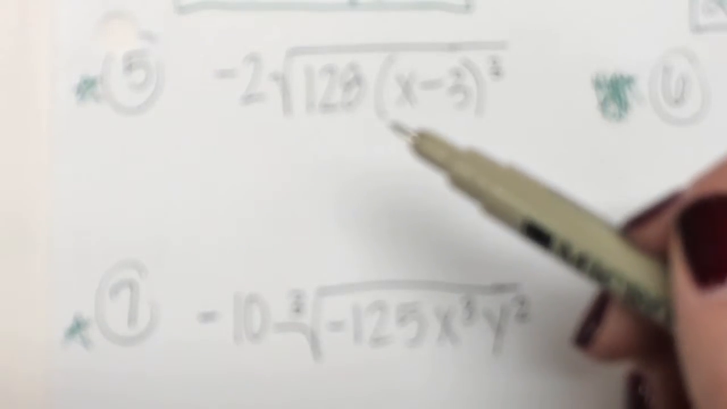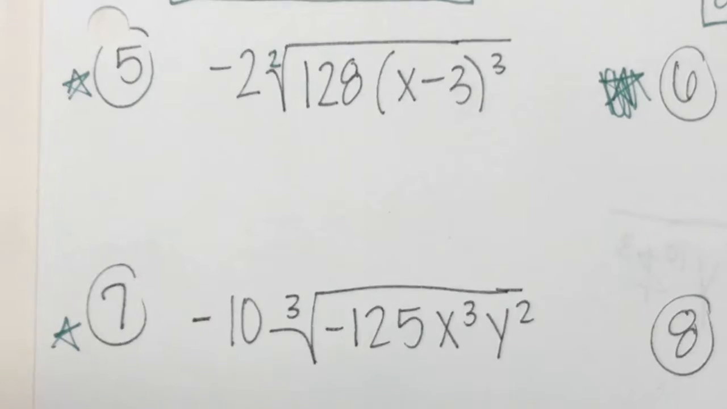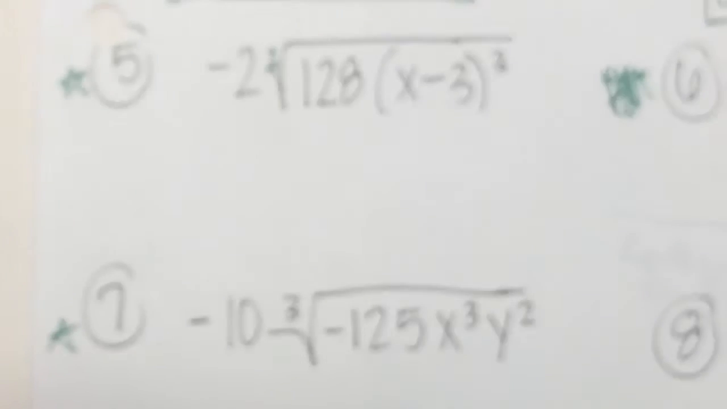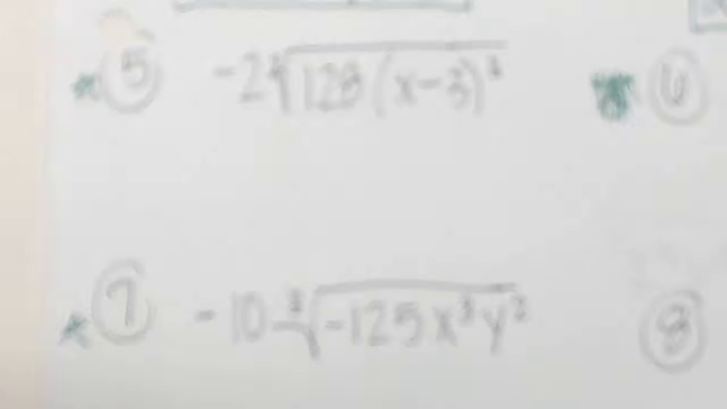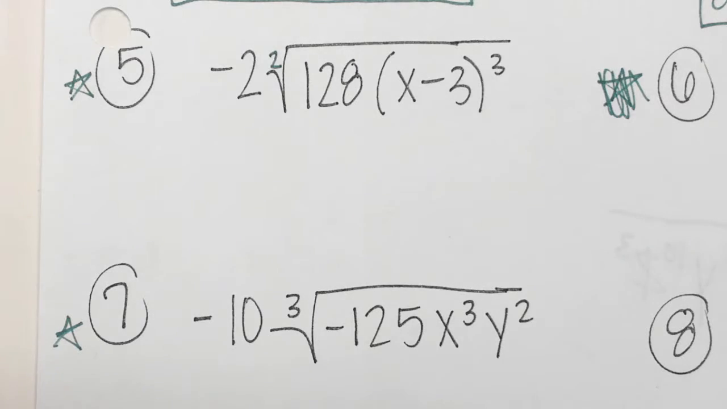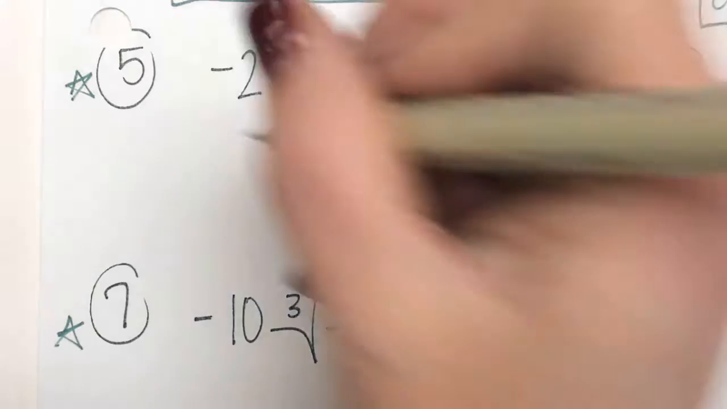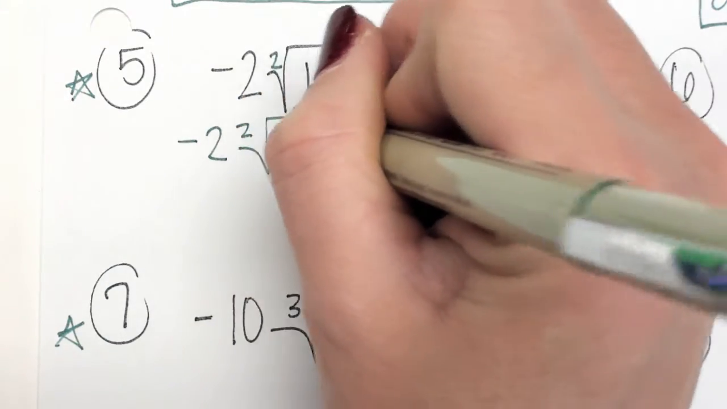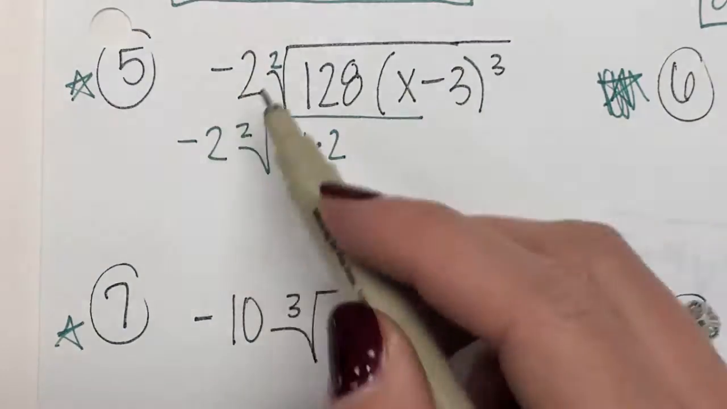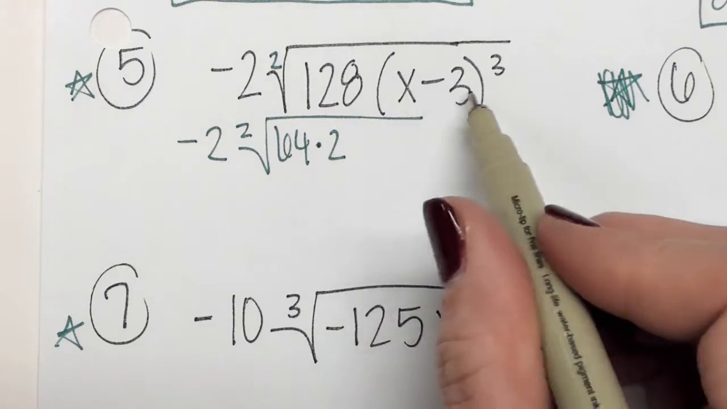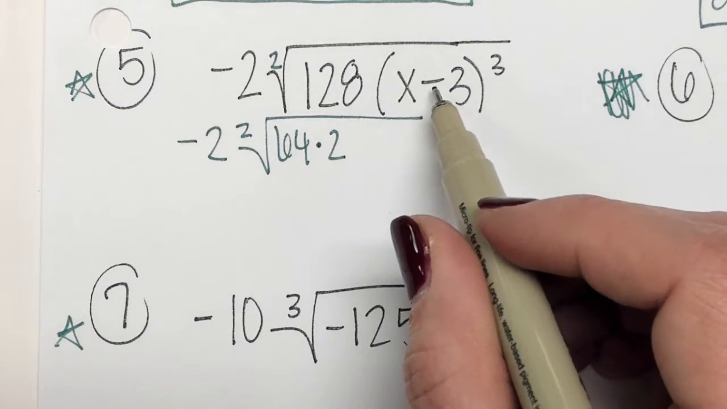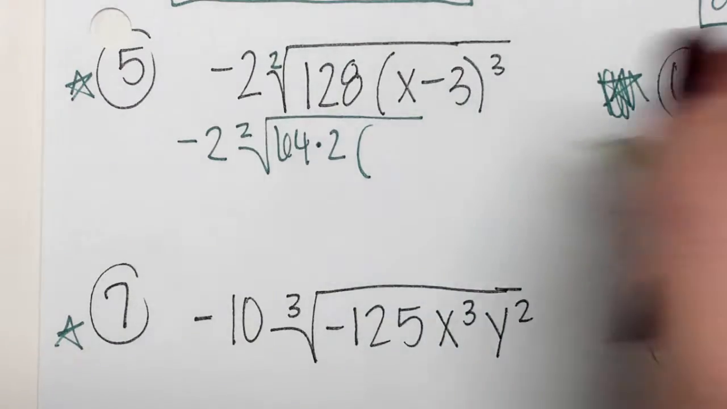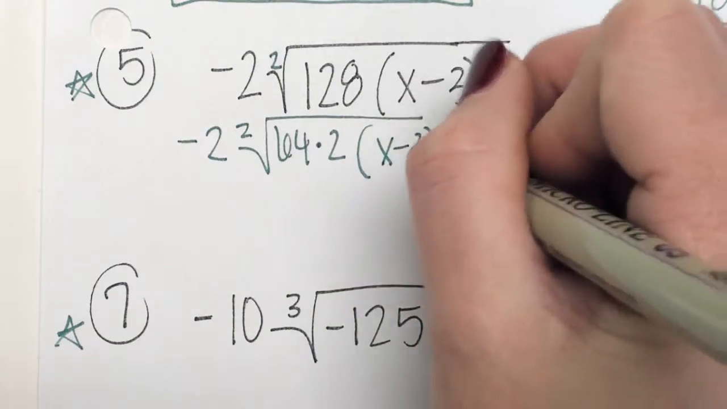What's the root? 2. I don't know why this thing keeps getting blurry. Sorry. Alright, 128, is that a perfect square? Find a perfect square that goes into 128. How many times? Alright, so we'll have 64 times 2. I'm just breaking it up, so I'm leaving everything else the same. Do I have to break this up? Into what? Yes.